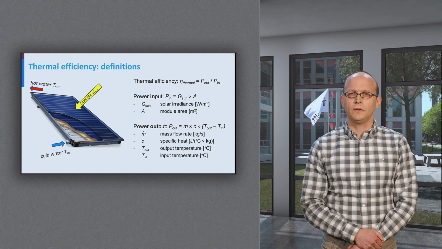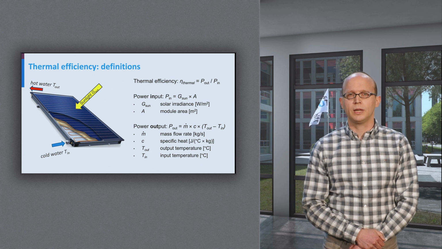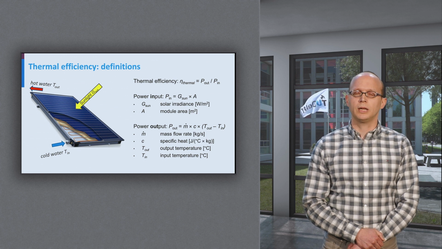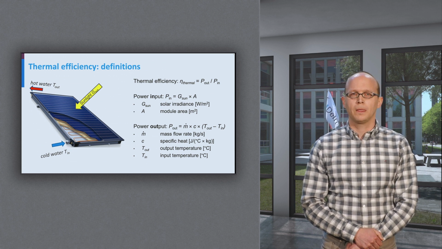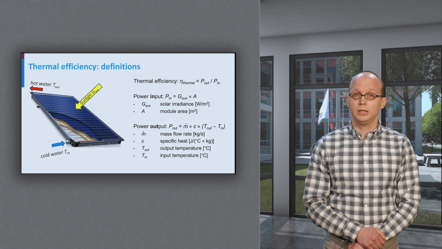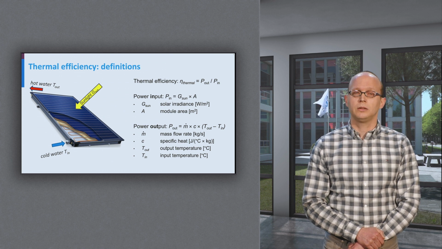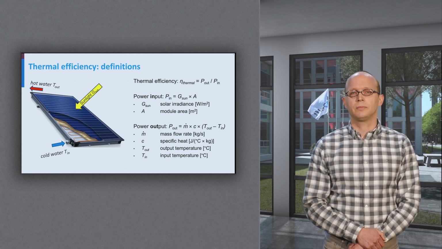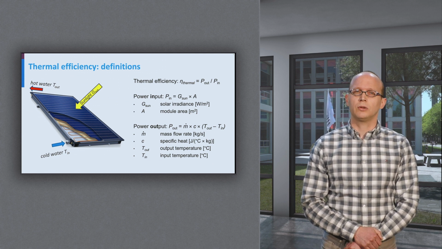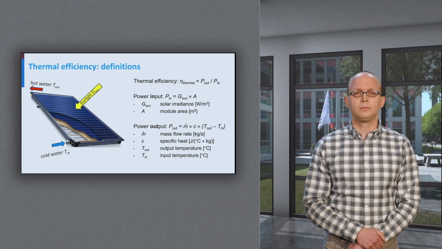The thermal efficiency of such a solar thermal collector is defined as the ratio between the useful thermal power output and the incoming solar power input. The power input is simply the solar irradiance G times the area of the module A. The thermal power output is the mass flow rate m dot times the specific heat of the heat transfer medium C times the delta T, the difference between the inlet and outlet temperature. By measuring these parameters, we can determine the thermal efficiency of the solar thermal collector experimentally.